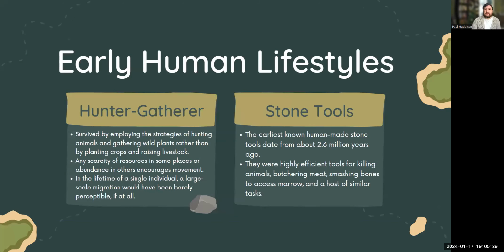So our early human lifestyles are mainly hunter-gatherer for a long period of time. This is a strategy of hunting animals and then gathering, foraging wild plants and fruits and nuts and seeds, rather than staying stationary and planting and harvesting agriculture. What this means is that any scarcity, anytime the animals run out or you can't find food, it's going to force you to move to a new place where you can find food. So we're constantly moving around.